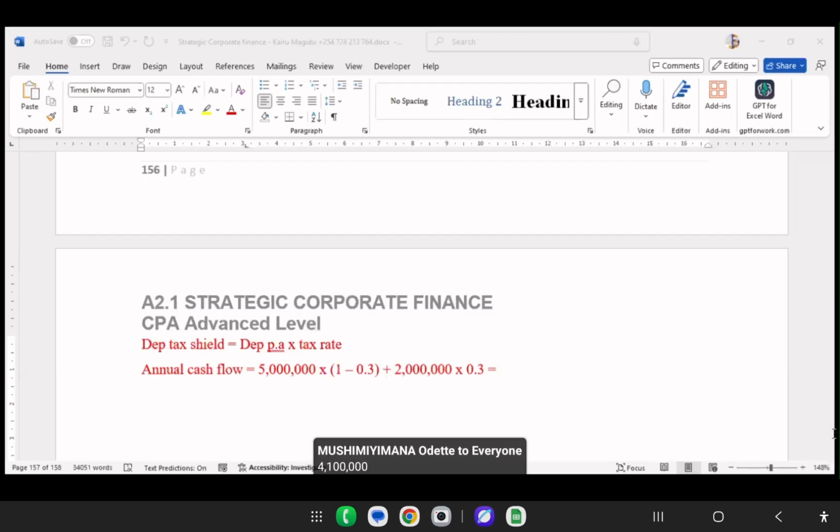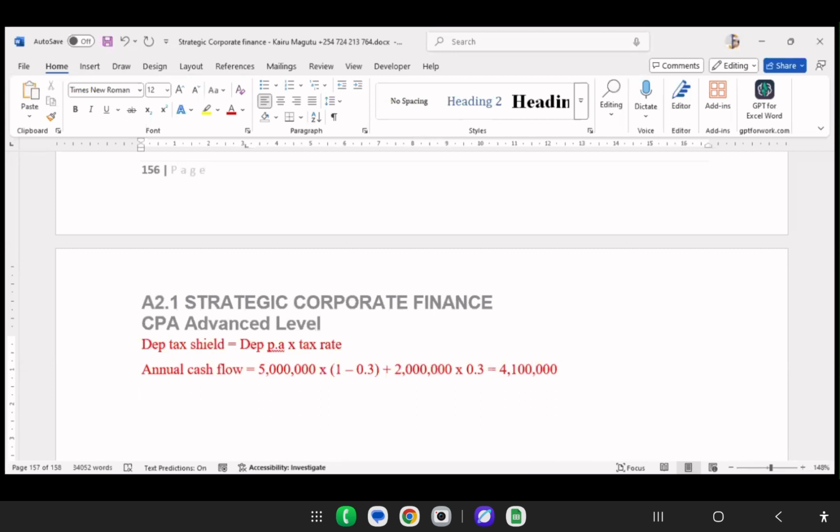Is it 4.1? It should be the same. If the computation is correct, we should arrive at the same answer. That is 4.1 million. So the annual cash flow is equal to 4.1. So in case you are told to determine, you can use that.